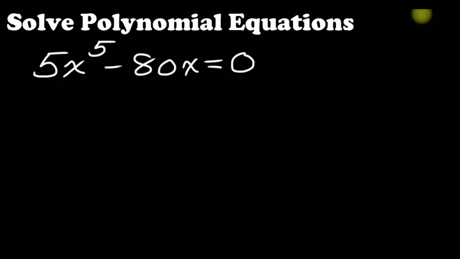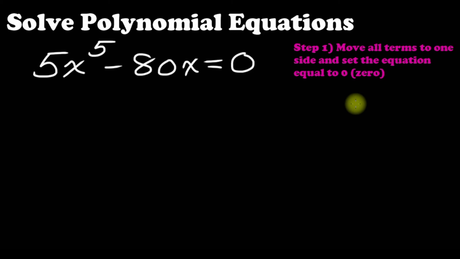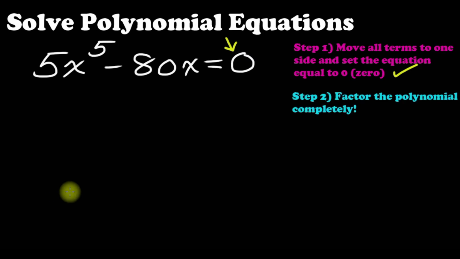Let's take a look at another one. We're going to solve this by factoring. So first thing we have to do is move all terms to one side and set the equation equal to 0. If you look at the equation, you have 0 on the right hand side. See how this is a 0. Therefore, there is nothing to get rid of. So you do not have to do step 1. It's done. Step 2 is to factor the polynomial completely.